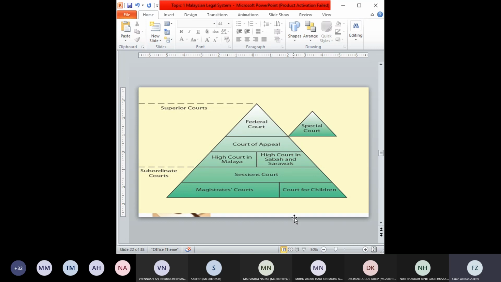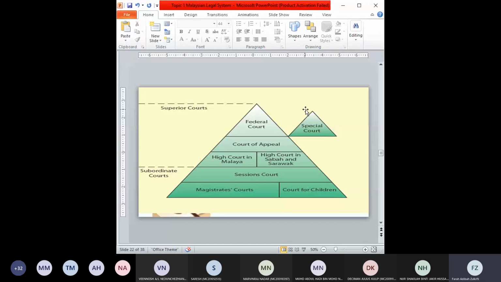And then we also have one court which is called the Special Court, Mahkamah Khas. This is only for state rulers and the Yang di-Pertuan Agong.